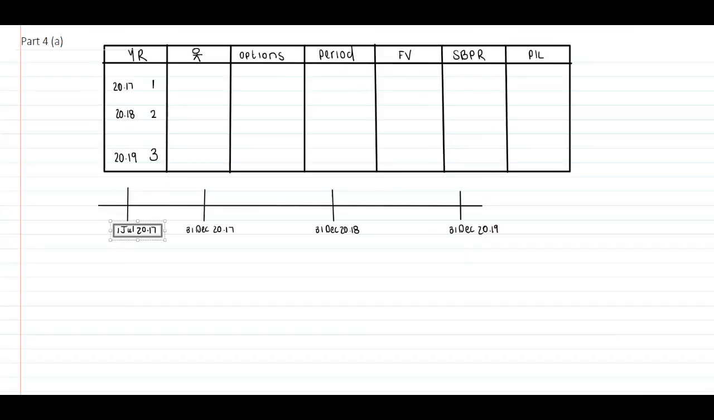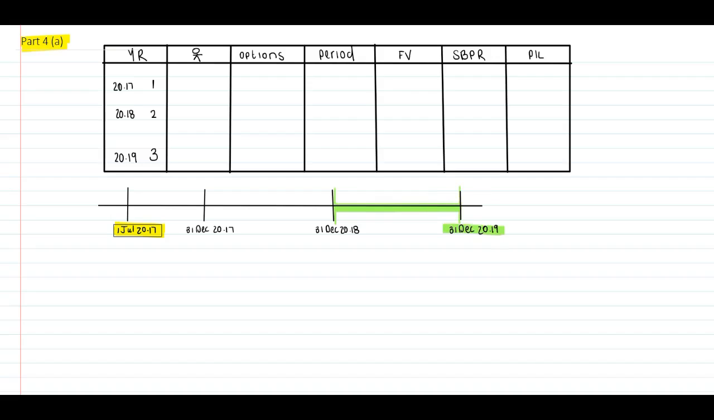Therefore, on a new page, as always, indicate that this is your part 4A. I've already included my table to save us some recording time. I have identified, guys, on my timeline, my grant date is 1 July 2017. We need to prepare the journal entries for 31 December 2019.